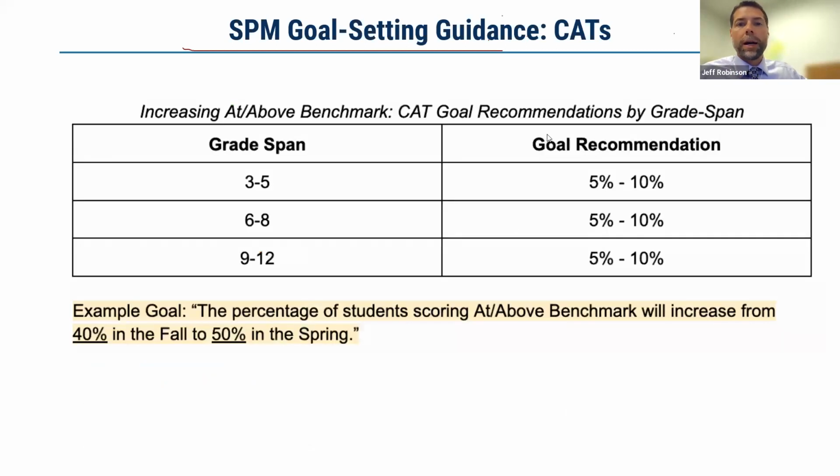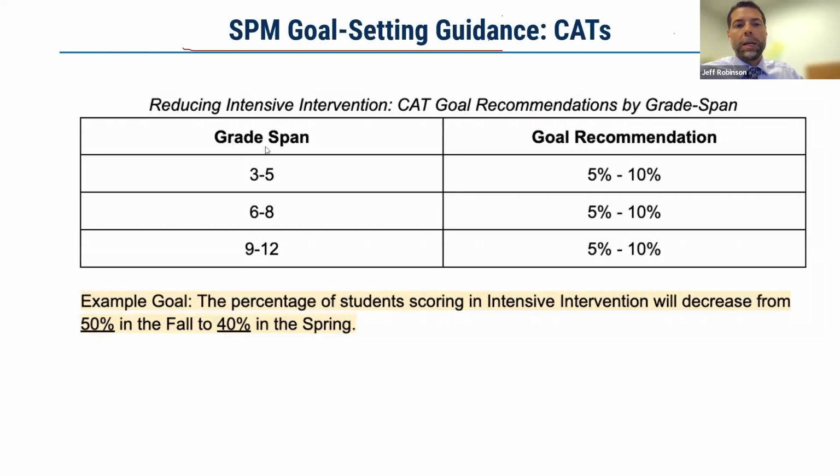So let's look at what we recommend for the different types of goal settings for CAT. First, let's look at the increase at or above. Same concept here. For all the grade spans, it's actually the same recommendation of 5 to 10%. So if in my current fall performance we had 40% of the students at or above, I'm going to choose to increase that by 5 to 10% by the spring. If I'm looking at reducing, same, we're recommending 5 to 10% in terms of what you would reduce of the percentage of students in intensive intervention from the fall to the spring.